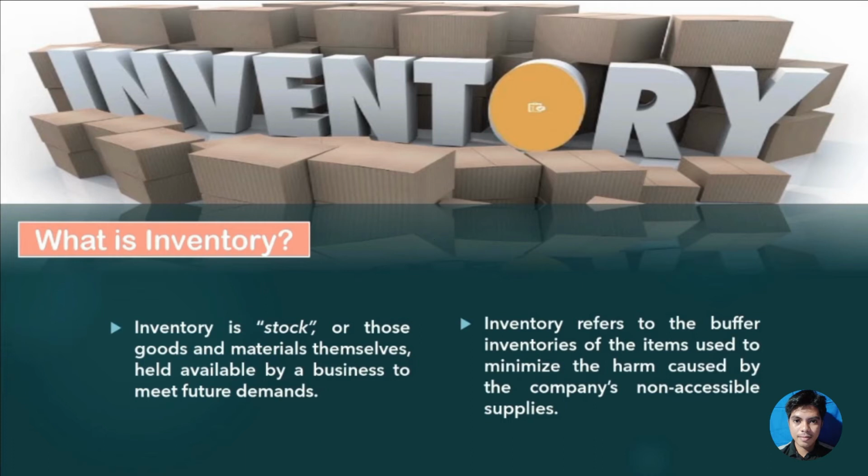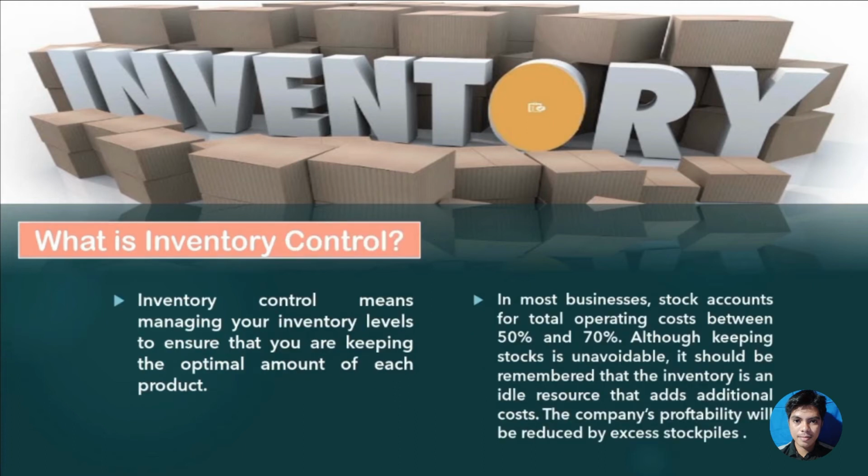But how can we control inventory? Inventory control means managing your inventory levels to ensure that you are keeping the optimal amount of each product. In most businesses, stocks account for total operating cost between 50% and 70%. Although keeping stocks is unavoidable, it should be remembered that inventory is an idle resource that adds additional costs. The company's profitability will be reduced by excess stockpiles.